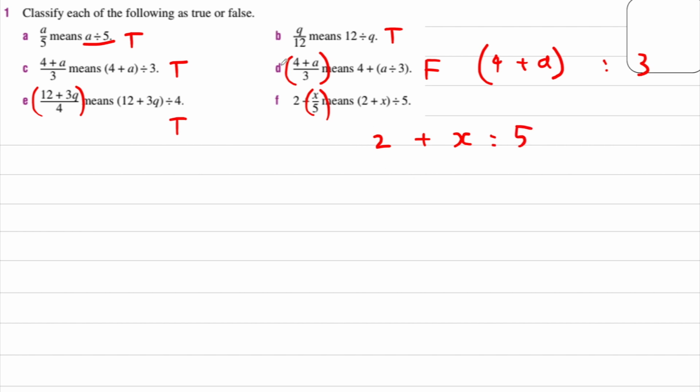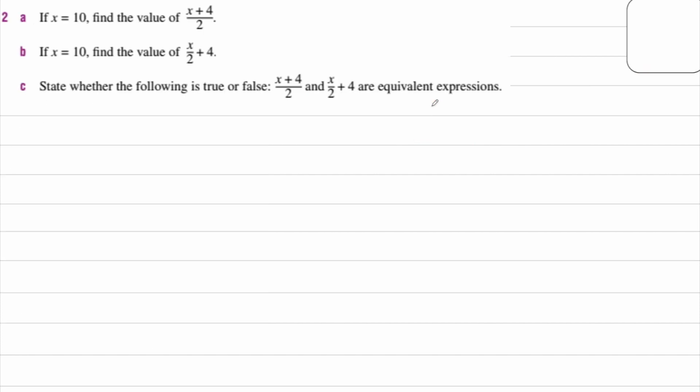Okay, so D and F are false. A, B, C, E are true. Question 1, we're done. Question 2, find the value of this if h equals 10. Okay, h equals 10, substitute 10 into the equation, divided by 2, 14 over 2 equals 7.